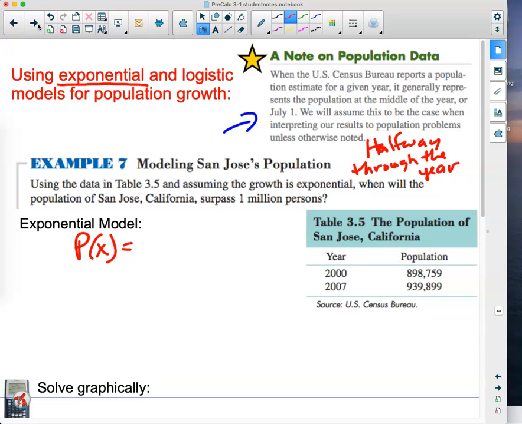And then we want to figure out, well, what do I do about this a times b to the x? You know, how am I supposed to figure out what those numbers are? Well, remember, a is always, what did this start at? So let's go take a look over here at table 3.5, and it says, starting to collect data in 2000, it was 898,759. So that's our a value.